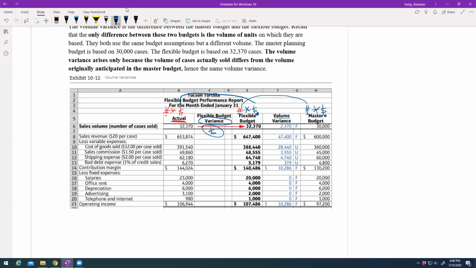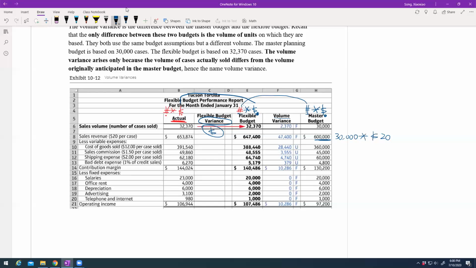Let's look at this briefly, and then I'll give you an example. Let's look at this flexible budget here. We got all these numbers from our flexible budget, and then this is the master budget. How did we get the 600,000 as our budgeted revenue? It's the 30,000 units times each one. The budgeted selling price for each one is $20. That's why we got $600,000.